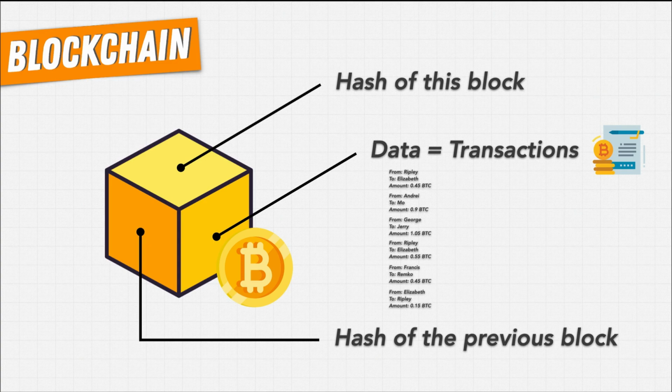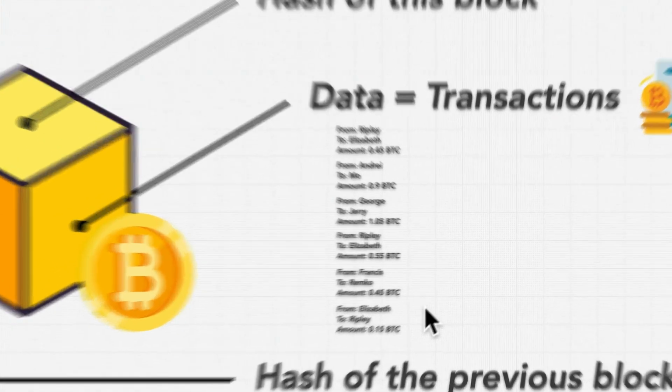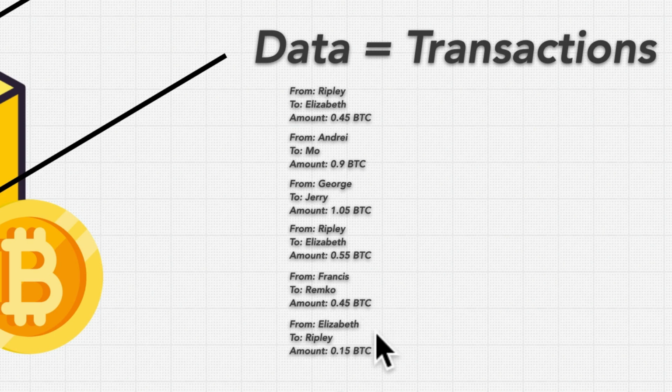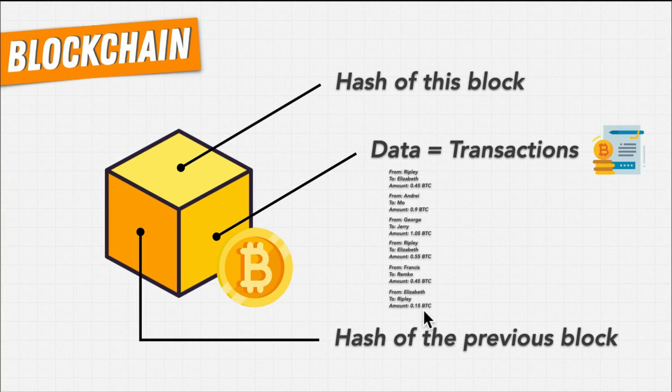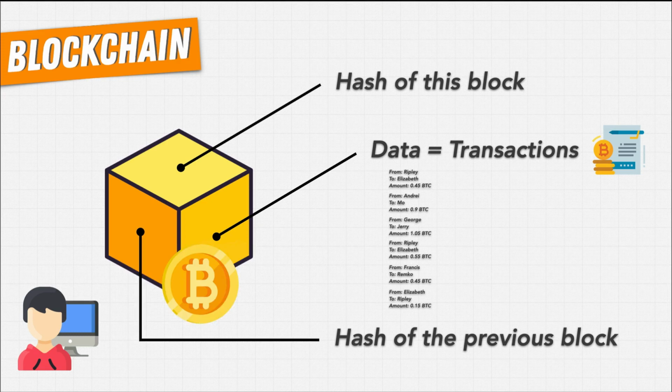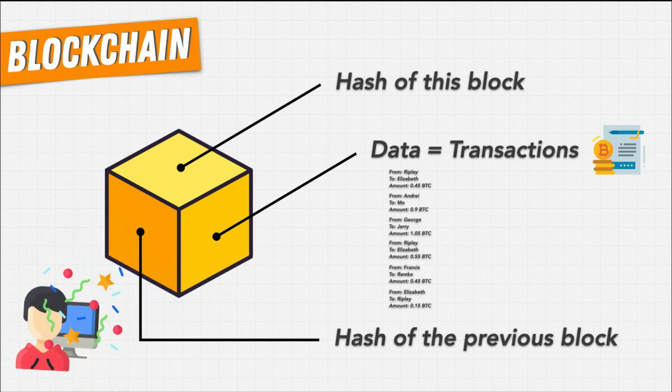But creating a block requires validating that those new transactions being performed are valid. For example, if Elizabeth is sending Bitcoin to Ripley, she needs to have the amount of Bitcoin that she's sending in order for the transaction to be valid. This process of creating and validating a block is hard work. So, to motivate people to help out with block creation, the person who makes the block gets rewarded with a small amount of Bitcoins for themselves.